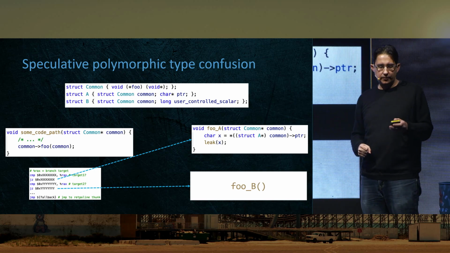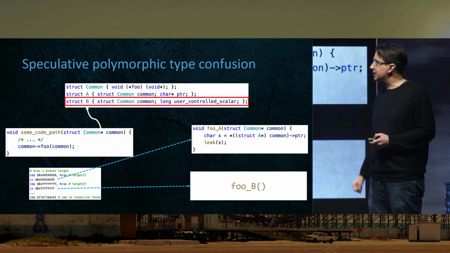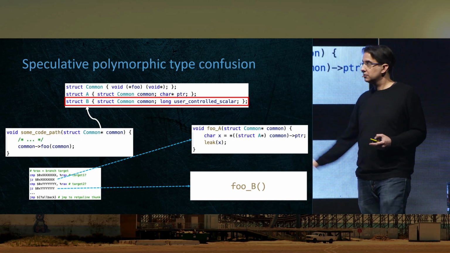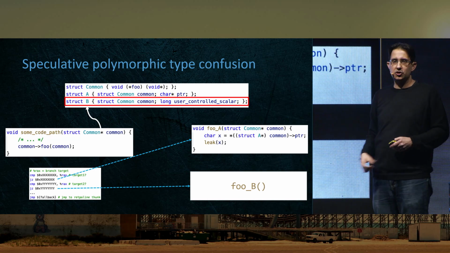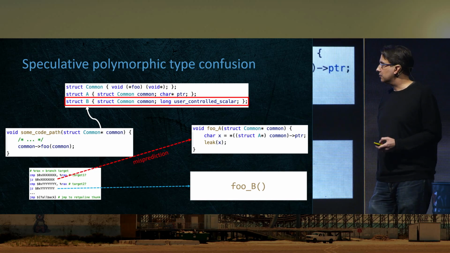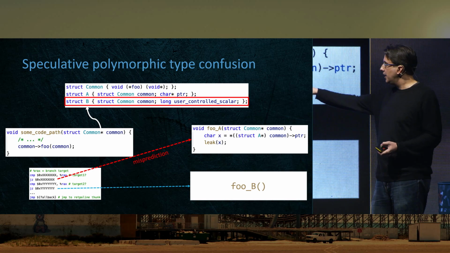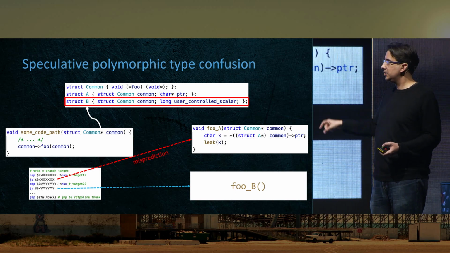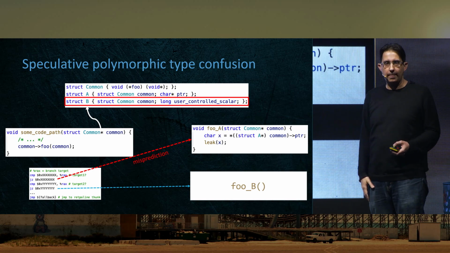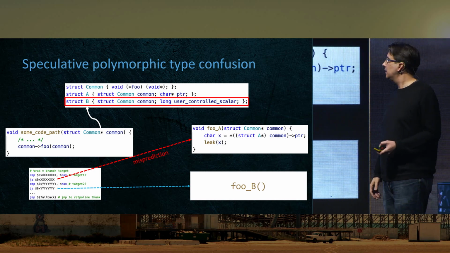Then what can happen is that this code gets executed with the argument pointing to a structure of module B, but maybe the branch mispredicts, or the attacker causes the branch to mispredict, and cause the CPU to execute the method of module A. And then what happens?